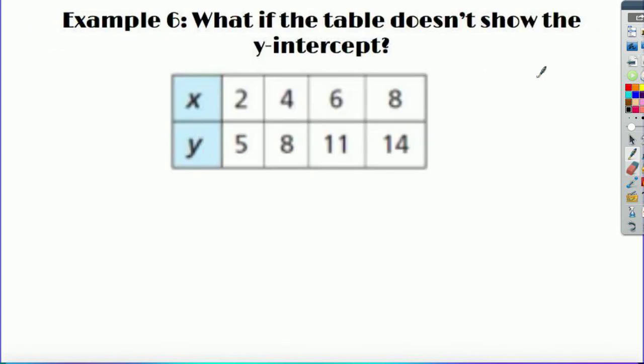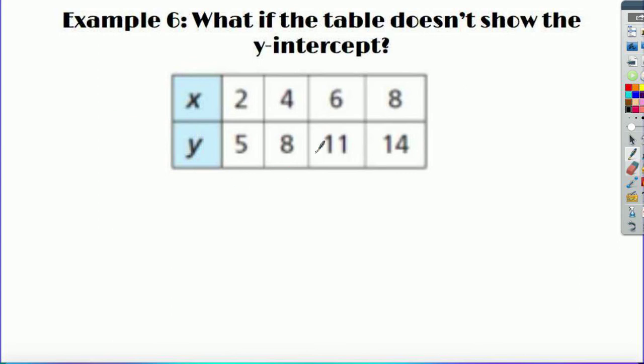So in example 6, it says, what if the table doesn't show the y-intercept? We already know we can still find slope from our changes in y divided by changes in x. But when I look for the y-intercept, I don't see any 0 values on x. So in this case, there is more than one way to do this. Some of you can notice that once you find the pattern, you can follow it backwards and figure out where x is 0. That's totally a viable option. Sometimes, however, the y-intercept doesn't end up being a whole number, so that method can be tricky. So let's look at an alternate method that will work every time.